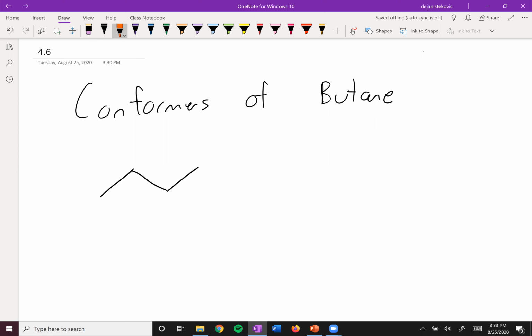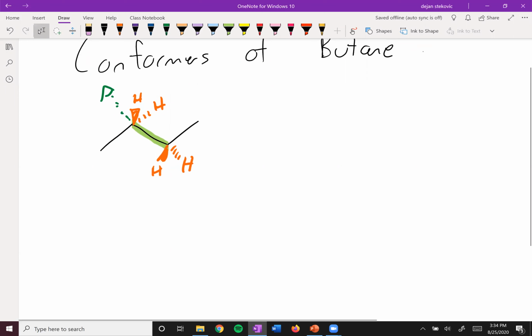And so we can think about taking our eye and looking down this bond right here, right? So we're going to look at this carbon-carbon bond right here. And then, of course, don't forget that there are hydrogens here, right? There's a hydrogen here, hydrogen here, hydrogen here, and then hydrogen here, right? So we can think about what our front carbon looks like and what our back carbon looks like.